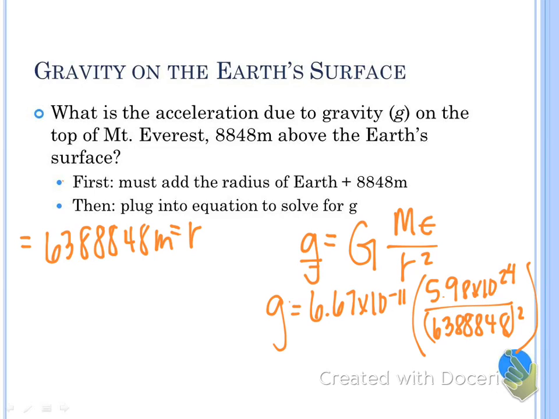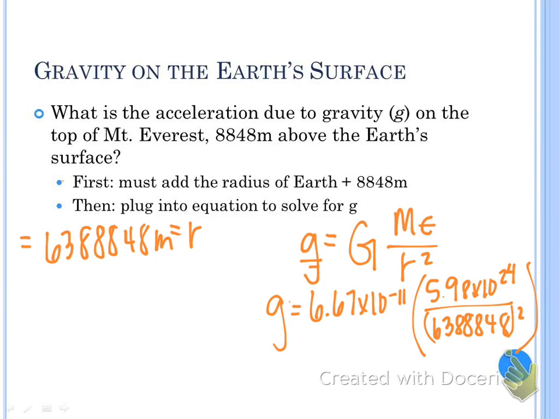The reason that we're using this 5.98 times 10 to the 24th value is that's the mass of the Earth. I gave you that value in our last video, and the radius of the Earth I gave to you in our last video. So those are two constants that you'll be able to use a lot in these problems, so you need to have those down. This radius right here has the height of Mount Everest added to it. This is not the true radius of the Earth. This is plus Mount Everest height.